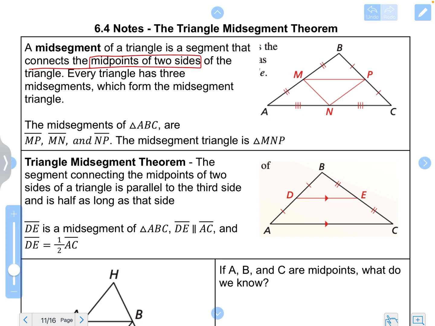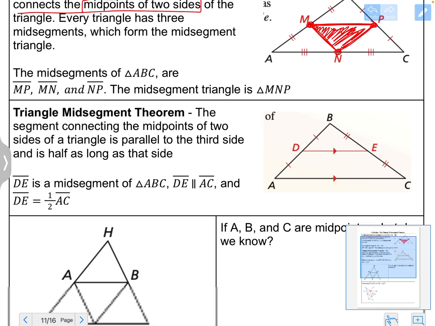So if we're looking at this example here, M is the midpoint of AB, P is the midpoint of BC, and so MP is our midsegment. And then N is going to be our midpoint of the other side. So PN is another midsegment, and then MN is another midsegment. And these create a midsegment triangle. So it's a triangle inside a triangle. So that's what a midsegment is.